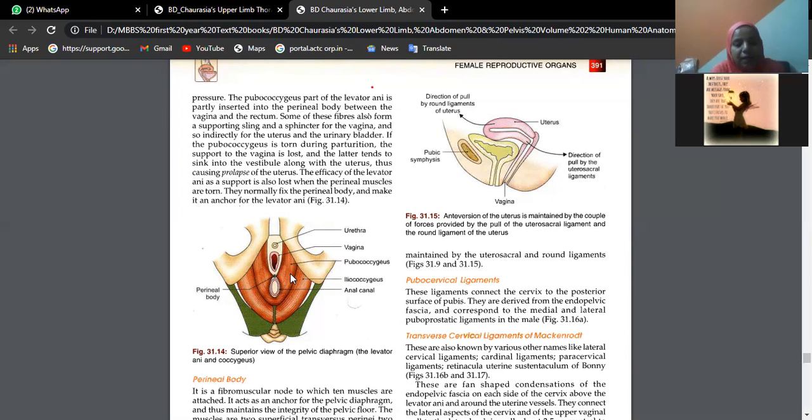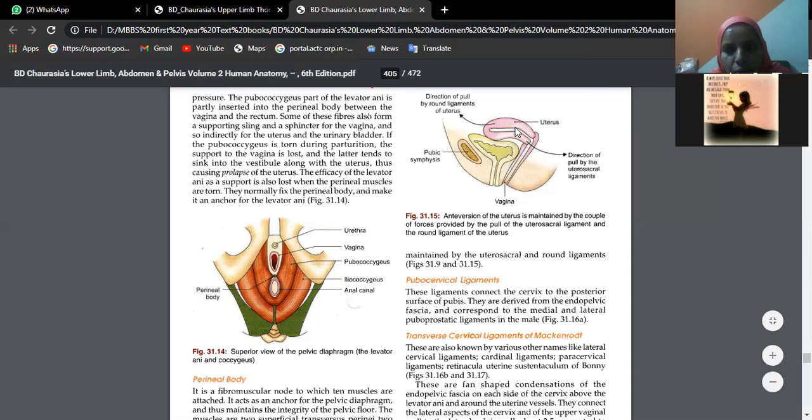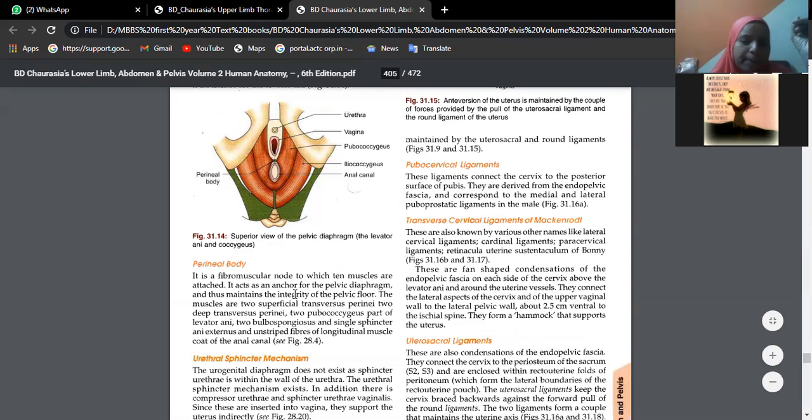Okay, that acts as a hammock. Over that hammock the uterus is sitting. Suppose this is the hammock which is here, and the uterus is not allowed to come out. So this firm support is actually the pelvic diaphragm. So perineal body, pelvic diaphragm.